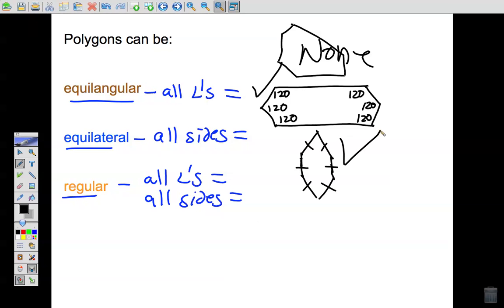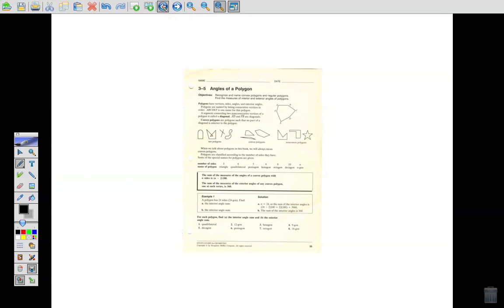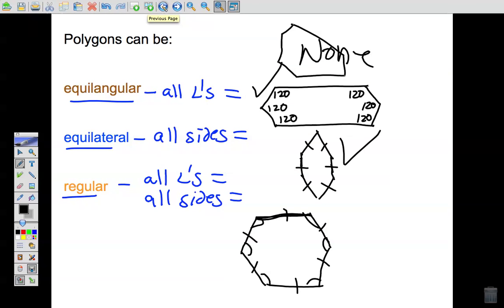Now if I made a hexagon where I meant all the sides to be equal, maybe something like that. Like so. Where I mean for all the sides to be equal, and you kind of get the idea, and all the angles are equal, right? This would be an example of regular. So we can also categorize polygons with these 3 terms. Okay, so again, the topic of lesson 3.5 was angles of polygons, and make sure you have the notes on these.